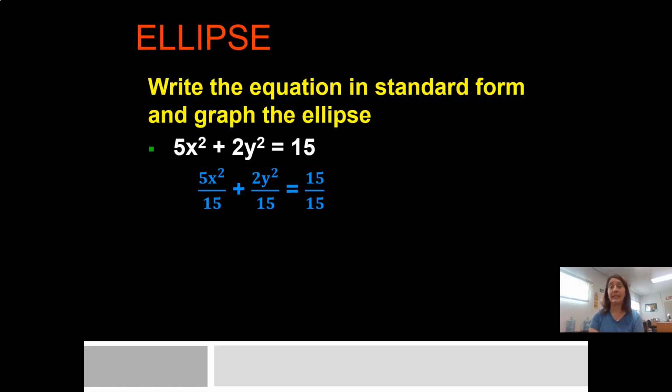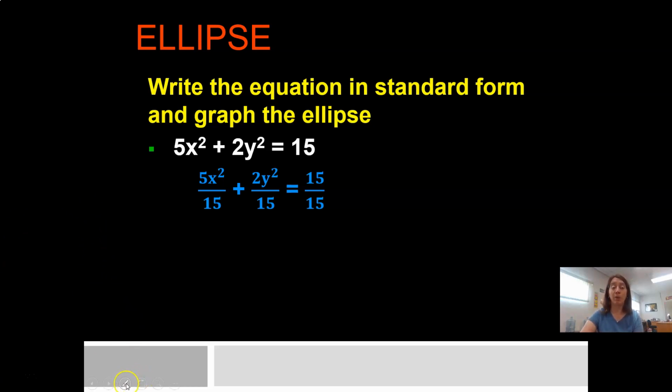Okay, so why does that make sense? Because 15 divided by 15 is 1. That would put 1 on the right-hand side of the equation. And now notice on the left-hand side of the equation, we have the fractions, which are necessary if you're going to have an ellipse in your problem.